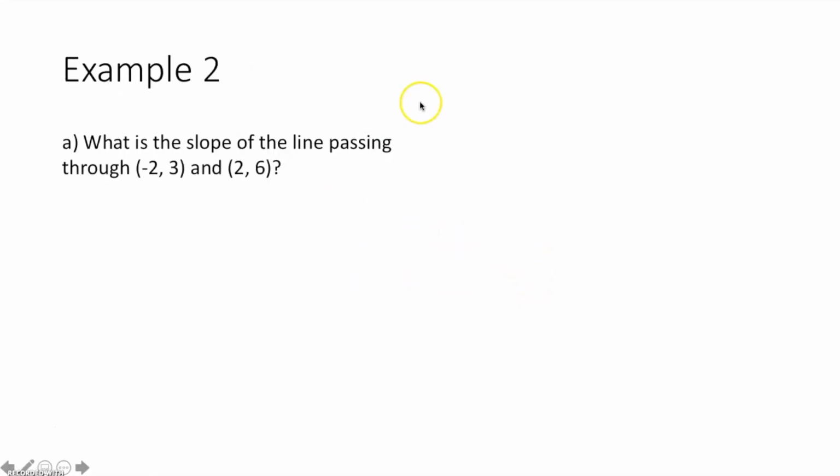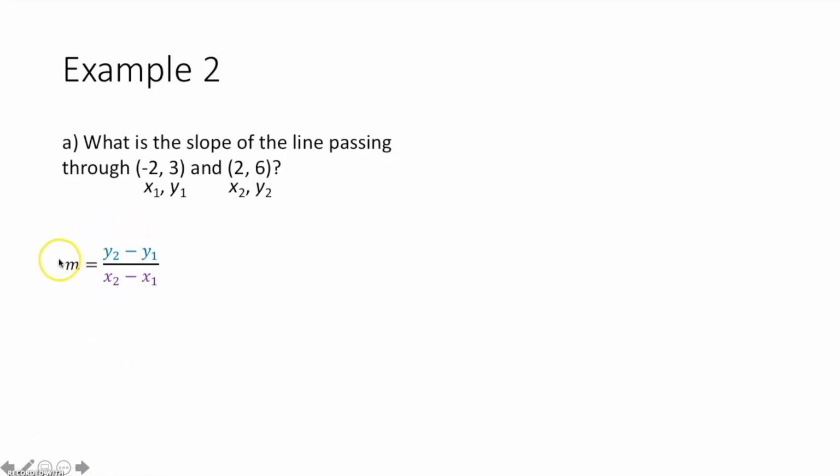Example 2 says, what is the slope of the line passing through these 2 points? We are not going to graph it this time. We're going to use the slope formula. I'll show you how easy it is. In order to figure out the slope of the line passing through these 2 points, under each of these points, we're going to write x1 and y1 for our first point, and x2, y2 for our second point. The reason is this is going to show you exactly what to plug in and where to plug it in.